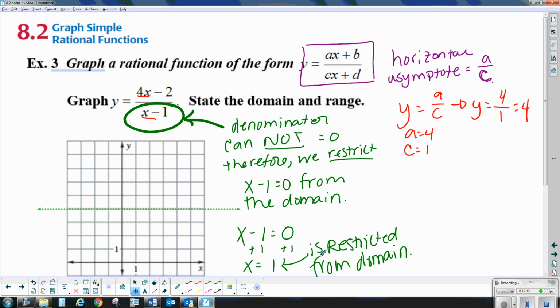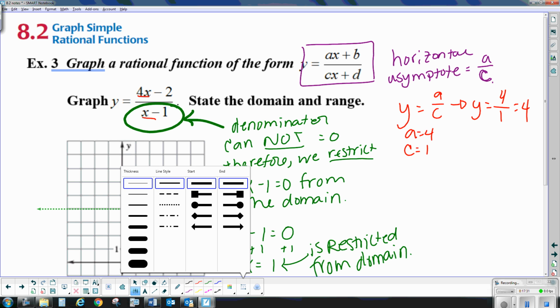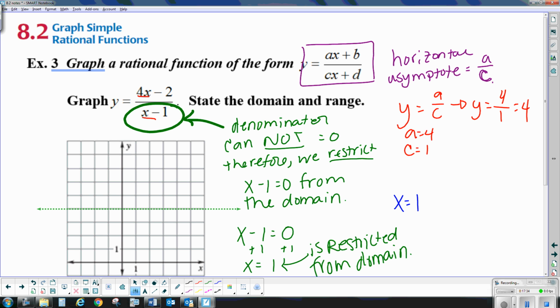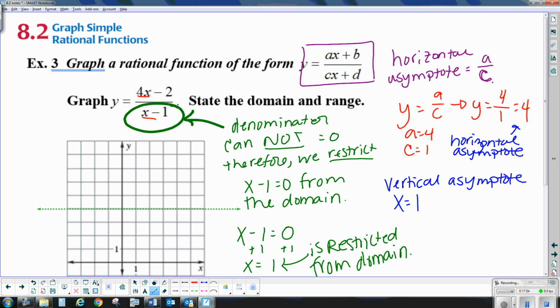Okay, so anytime it's in this form, you're going to solve for the denominator. You don't really care about the numerator because the numerator can be anything, but you're going to solve for the denominator because the denominator can never be 0. Okay, so our domain restriction, so our vertical asymptote is x equals 1. And this is our horizontal asymptote. Okay, so now let's go ahead and draw in our vertical asymptote.